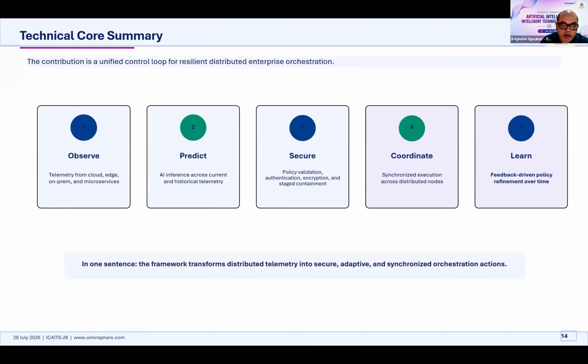So, if I had to summarize the technical contribution in one sentence, the framework transforms distributed telemetry into secure, adaptive, and synchronized orchestration actions through a continuously evolving control loop.